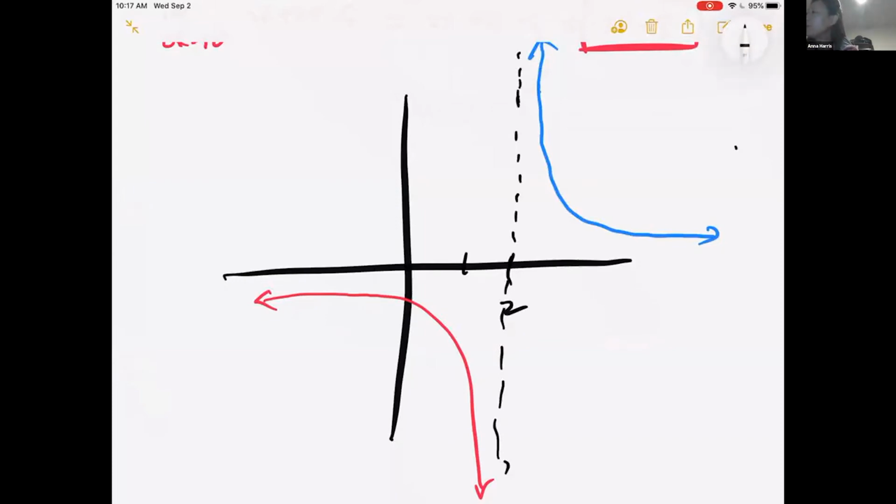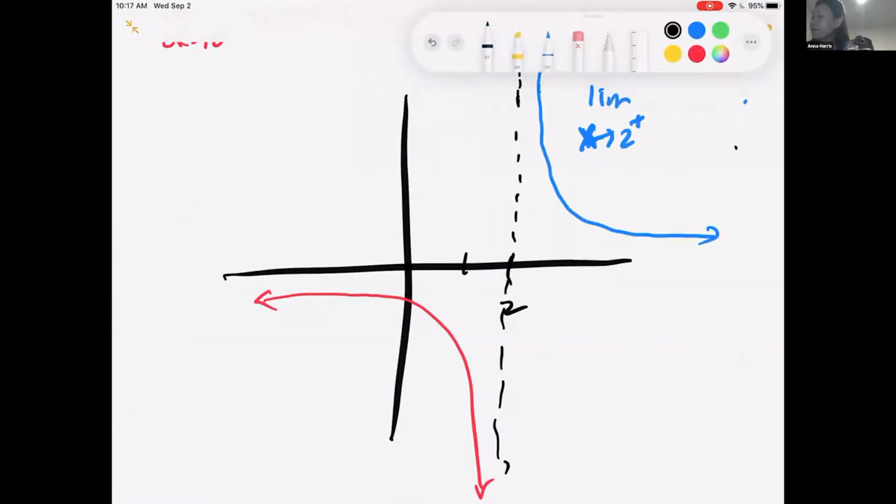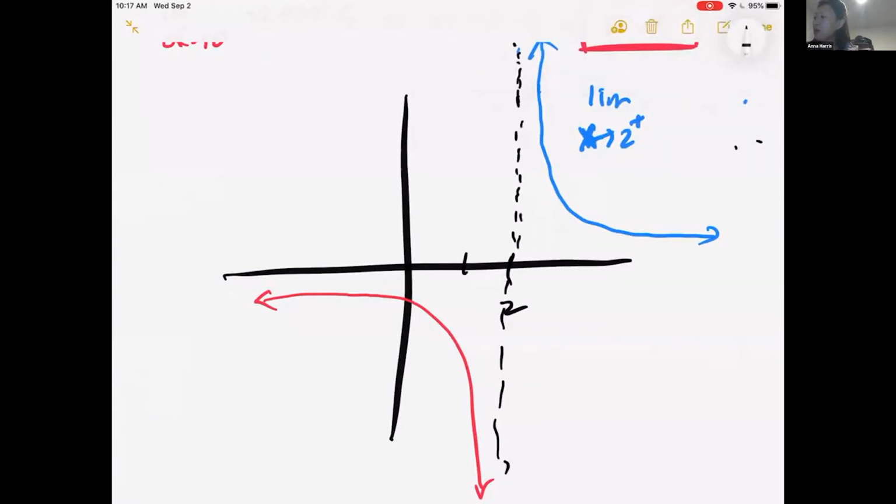So blue, I'm using blue as my positive. So I'm asking you the limit as x approaches 2 from the positive side. Remember, 2 is right here, this asymptote is the limit I'm looking for. This is 2. So the right is positive, we'll call it right. And this, we call it left.